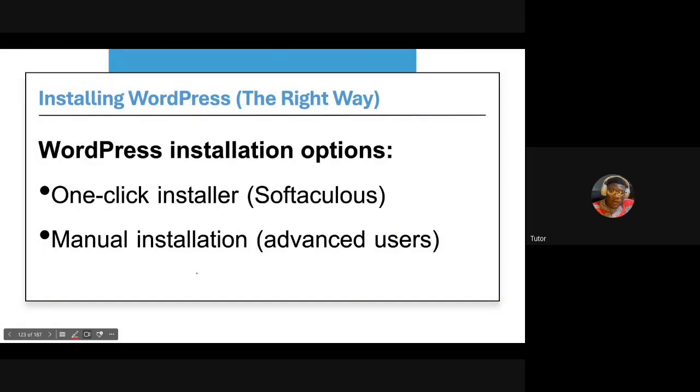Installing WordPress the right way. We'll talk about installing WordPress the right way. WordPress installation options: how to install WordPress as a web designer. One-click installer, which is Softaculous. That's what I taught you guys. And lastly, manual installation. This is more recommended. It's more advisable to go for because it's easier and works better.